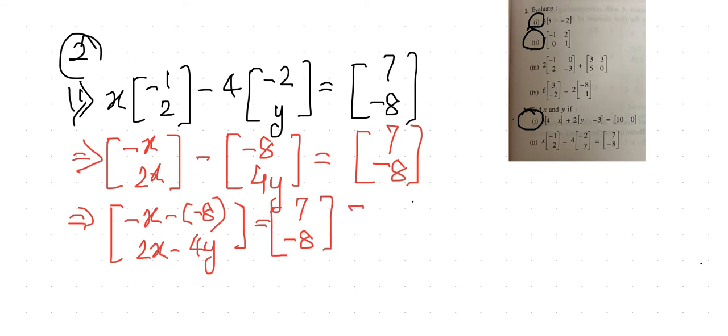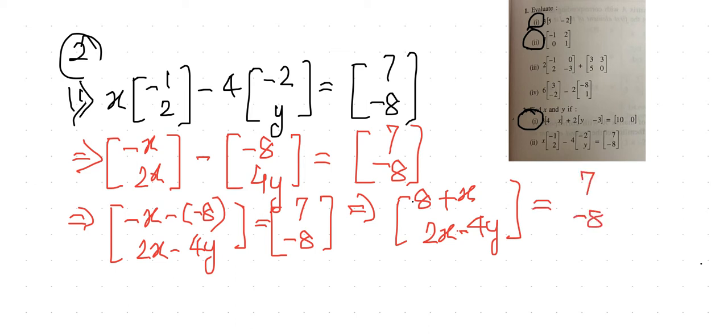Okay, so this further implies what, children? This is minus x plus 8, or else you can write what, 8 plus x, and here you are getting 2x minus 4y is equal to 7 and minus 8. So what next you will be writing? You will be writing this implies 8 plus x, sorry, not 8 plus x, children, this is 8 minus x. I'll just erase this part. This is 8 minus x. Okay, so what you will be writing, this implies 8 minus x is equal to 7.